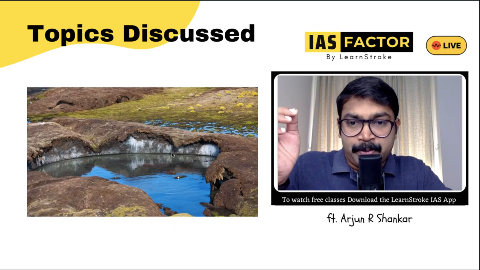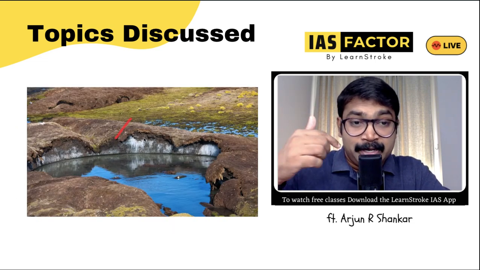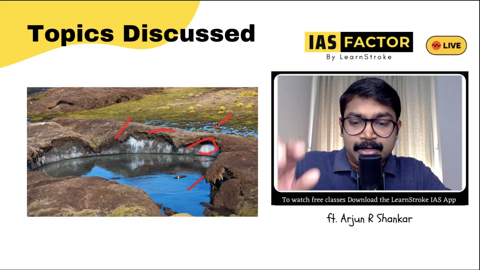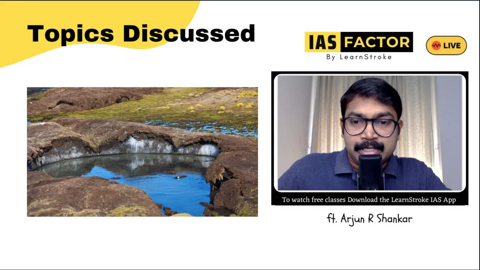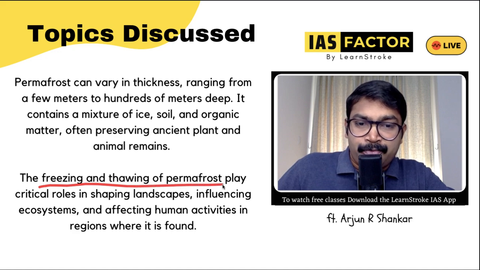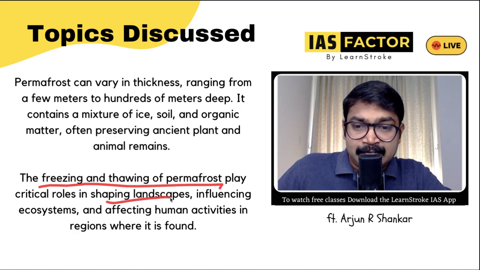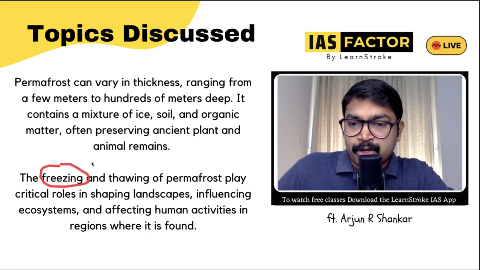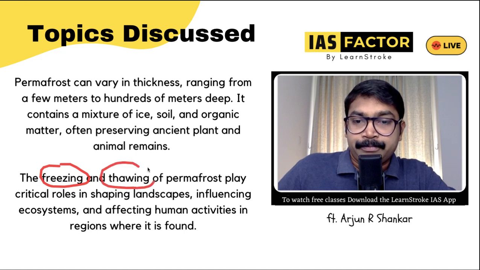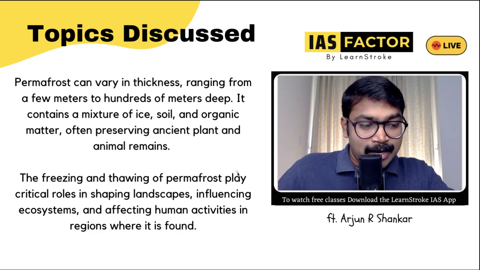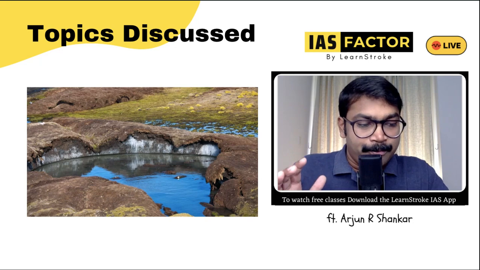You can take a look at this picture. It has soil, sediments, rocks, ice, water, everything, organic plants. The combination of all this is permafrost. The freezing and thawing of permafrost play a critical role in shaping the landscape and influencing the ecosystem. Definitely you know what is meant by freezing. So what is the concept of thawing? I'm sure you must have read this in geography. If not, we can revise it now. What is the concept of thawing?